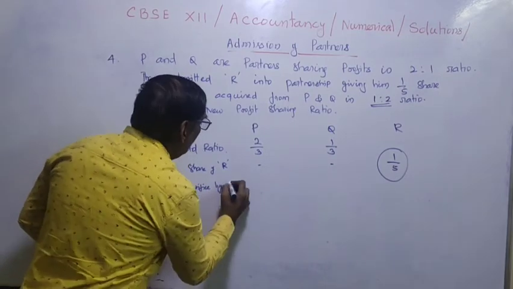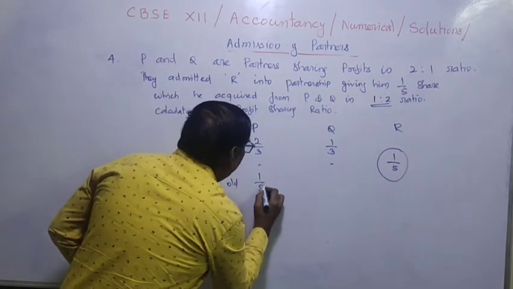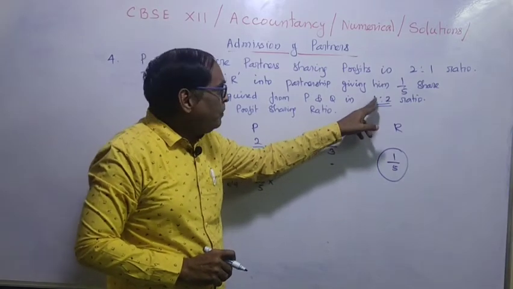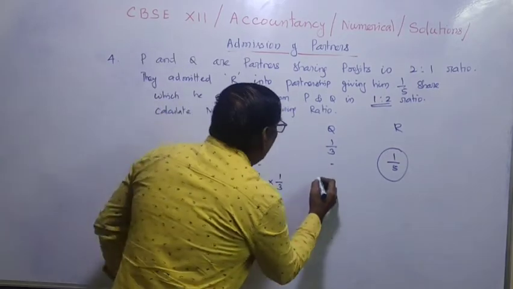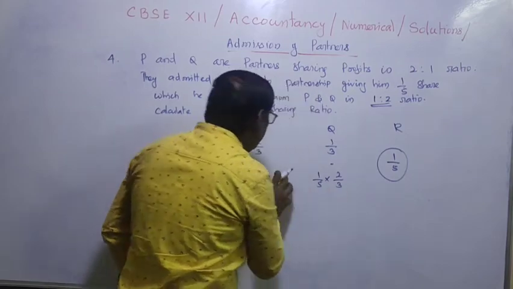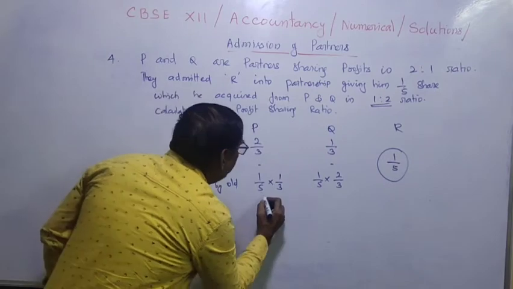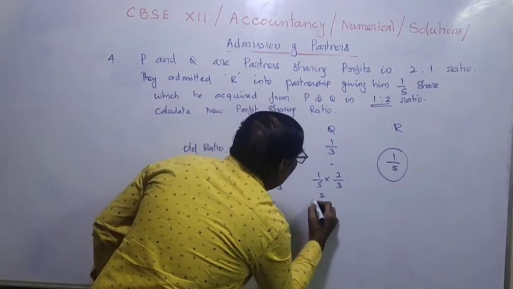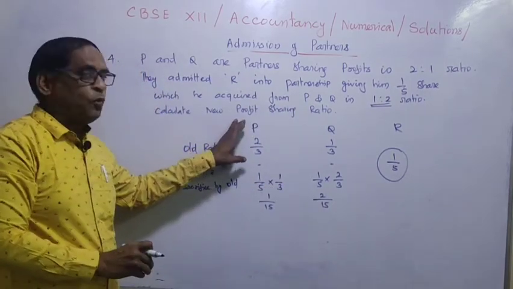Sacrifice by old partners. That means for P, 1 by 5 into 1 by 3. For Q, 1 by 5 into 2 by 3. This is the portion of sacrifice of both P and Q. So how much sacrifice? 1 into 1, 5 into 3, 1 by 15. 1 into 2, 2, 5 into 3, 2 by 15. So this portion has to be sacrificed from the old share.